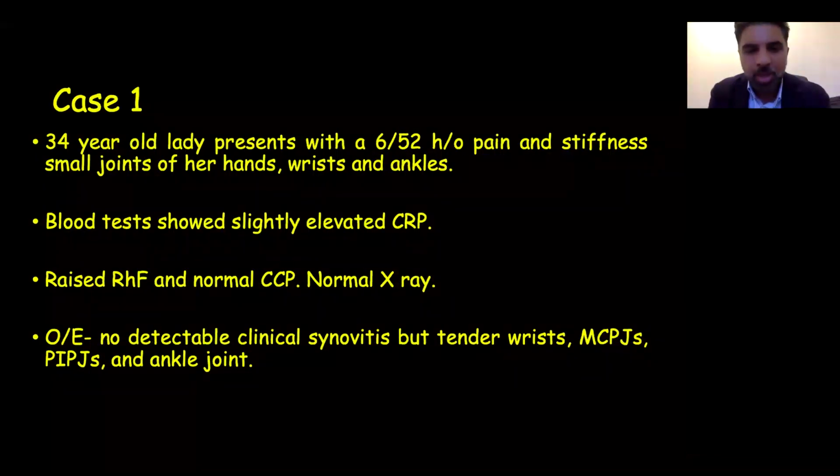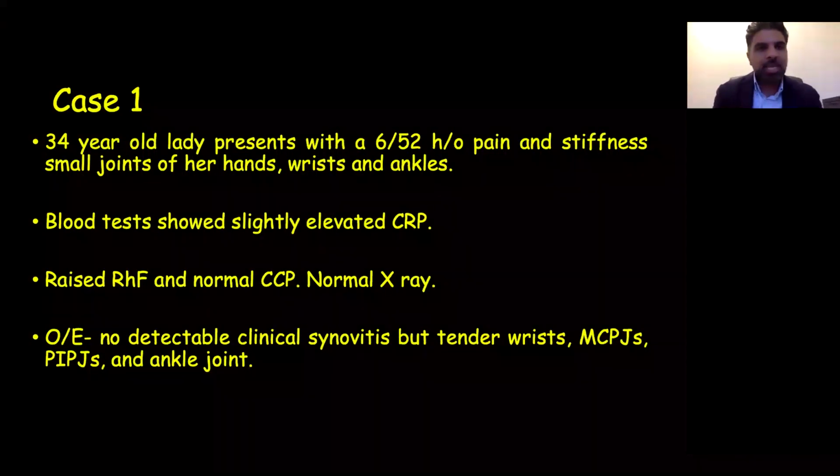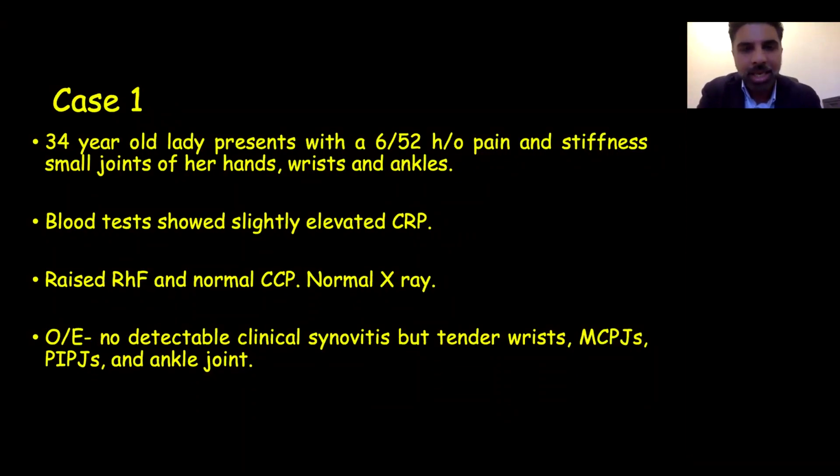So moving on to our cases. What I'm going to do is run through a couple of case examples and show some ultrasound images as well. The first case is a 34-year-old lady. She has a 6 weeks history of pain and stiffness of the small joints of her hands, wrists, and ankles. Her blood tests show that she has a slightly elevated CRP.